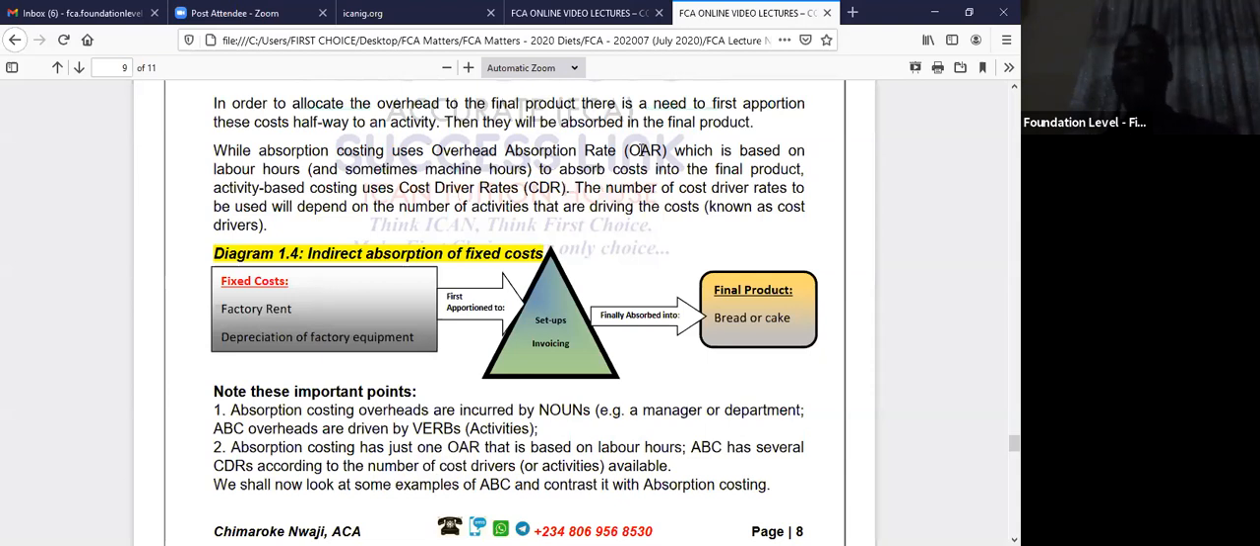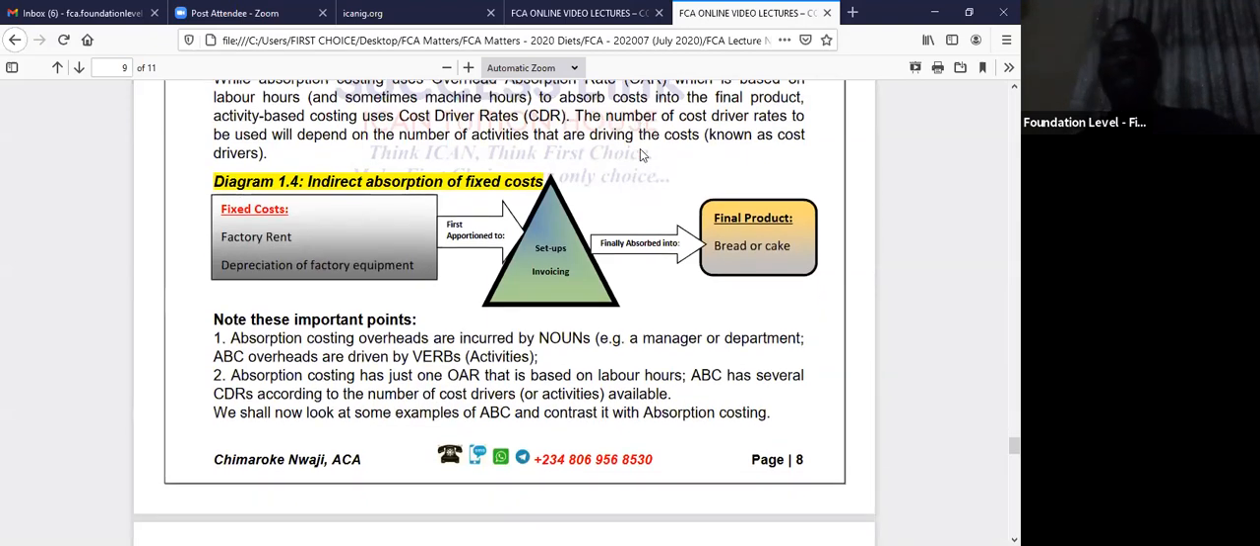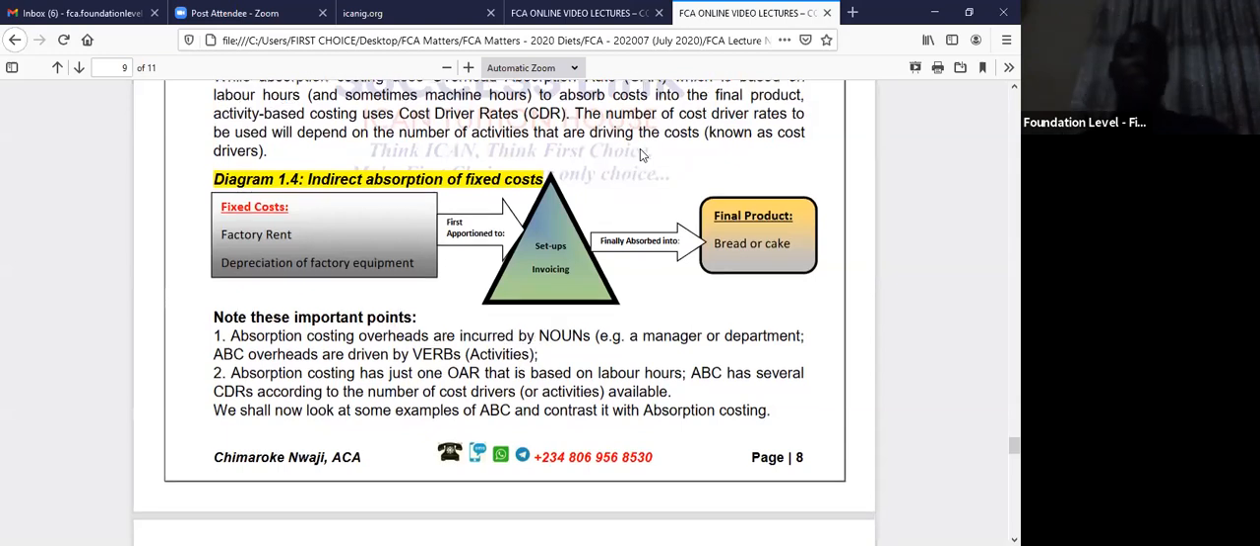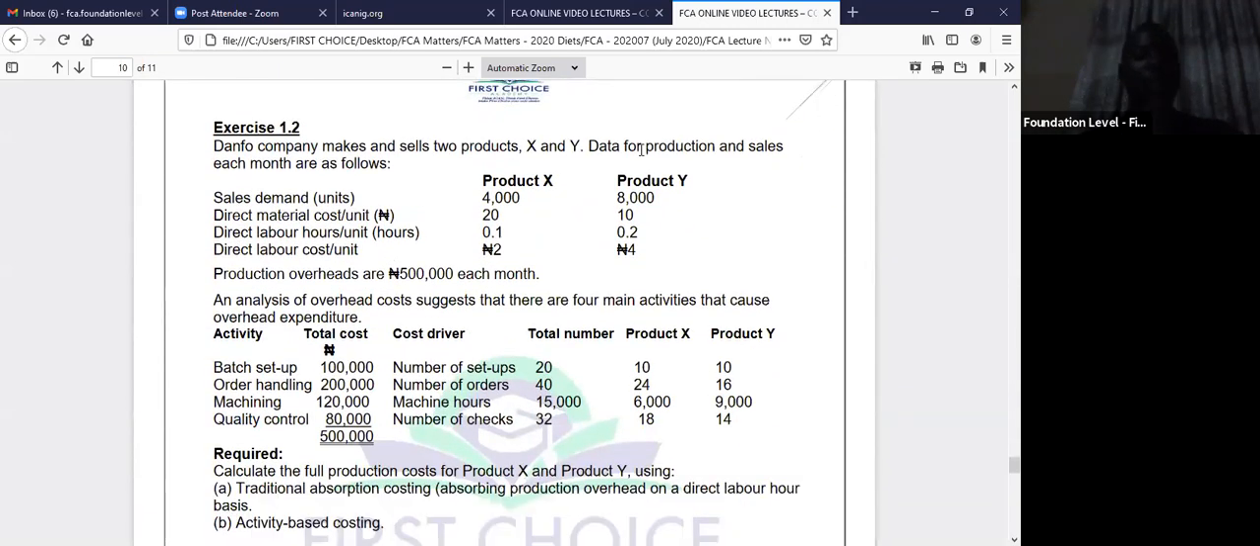A verb is an activity word. A verb is an action word. Activity requires a verb. And if you are doing activity-based costing, you need a verb. Okay? So when you think of ABC, think of activities, think of verbs, think of cost driver rates. Now let's look at an example here that will help us to buttress our point.